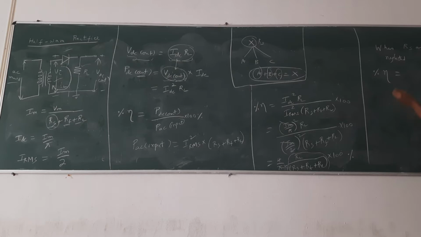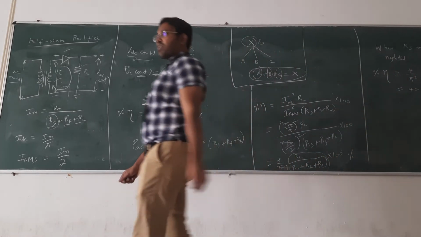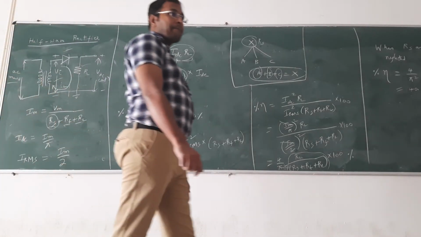So what will this be? 4 by pi square into how much will this be? You will get 40.6%. Use calculators, find out. You will get 40.6%. Okay, right?